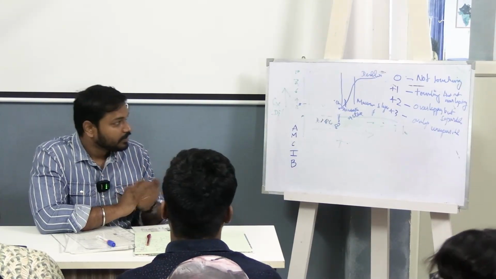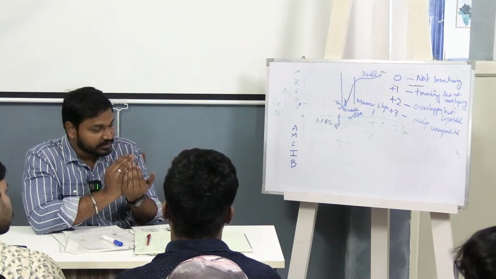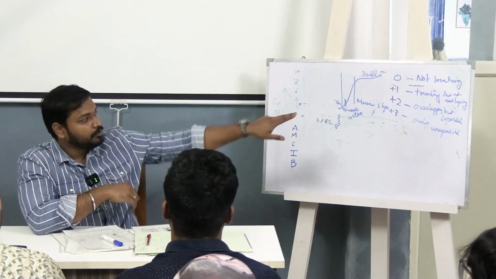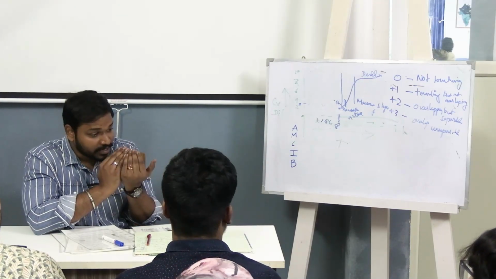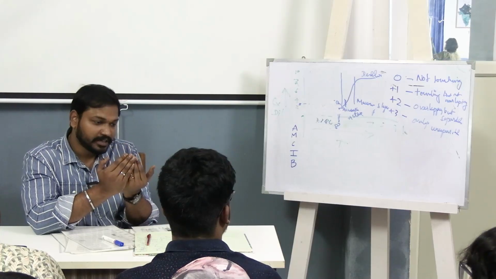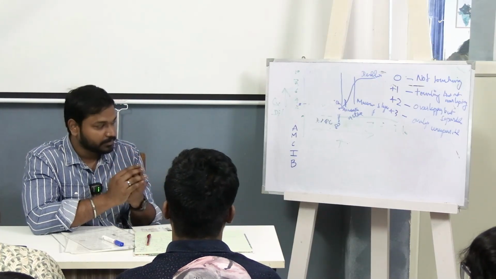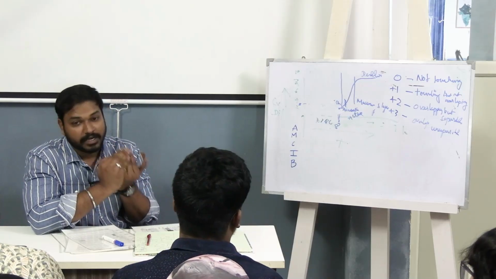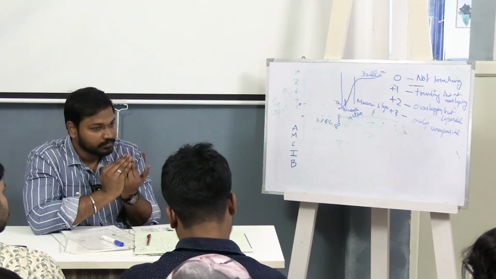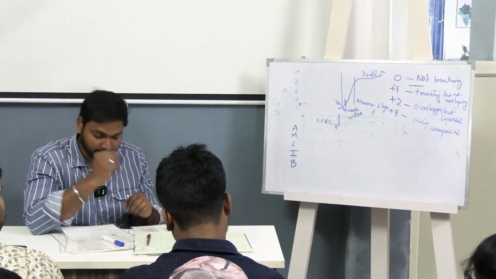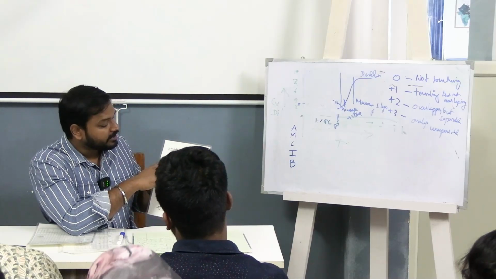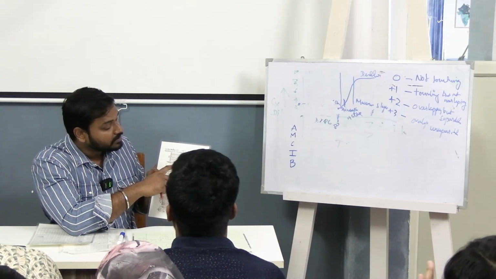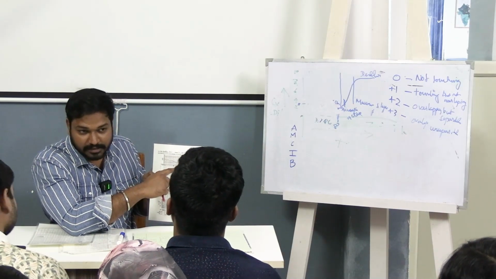So 0, it is not at all touching. 1 plus, it is touching but not overlapping. 2 plus, it is touching and overlapping, but after delivery it will become normal. It is separable. 3 plus, it is touching, it is overlapping, but it is unseparable. Meaning it will be like this only, it will not come back. So molding they have checked. Initially it is 1 plus, 2 plus, and finally it is 3 plus.